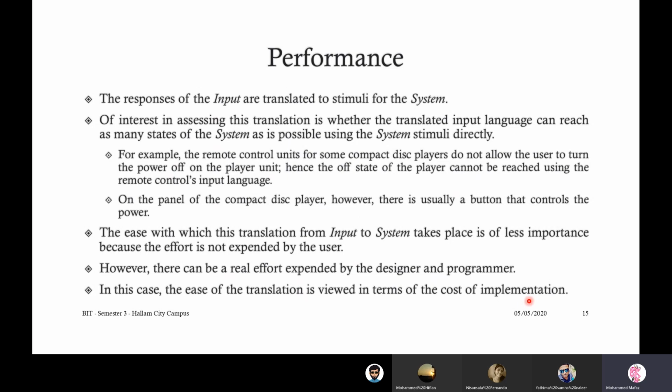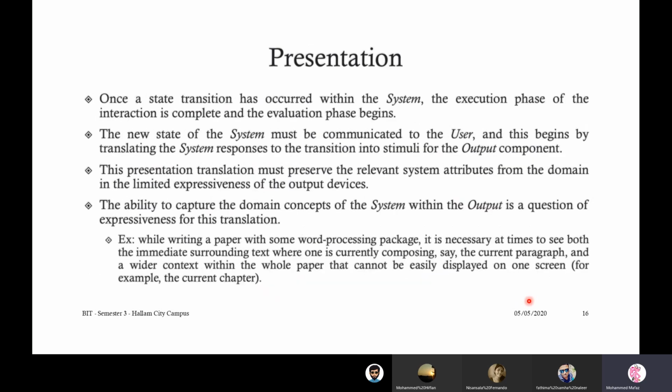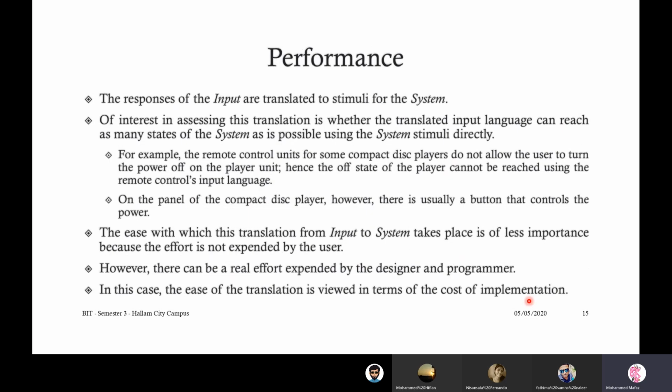So performance talks about how the input is translated. Once you have started formulating the actions, now to do that action, what are the ways to reach the final system? What are the ways to reach the system is what is described under performance. Right? So the implementation might be an effort to do here.